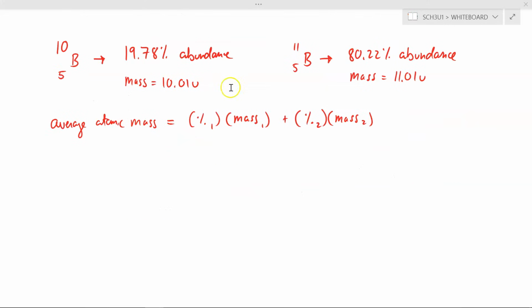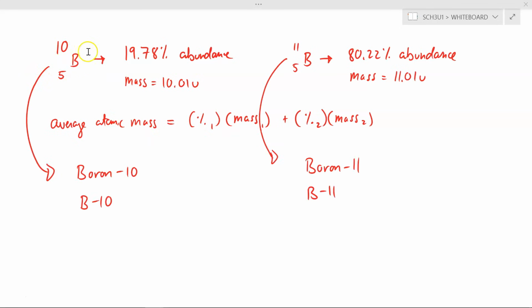Alright, so let's take a look at this example over here. I have boron-10. Now be aware, instead of writing it in this format, textbooks may call it boron-10 or B-10, while this one might be written as boron-11 or B-11, and that's one way to differentiate between these two isotopes of boron. There is no need to mention the atomic number of 5, because if it's boron, the atomic number must be 5. That number cannot change. But its mass can change depending on the isotope.